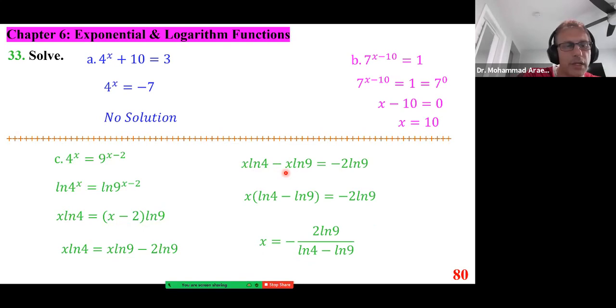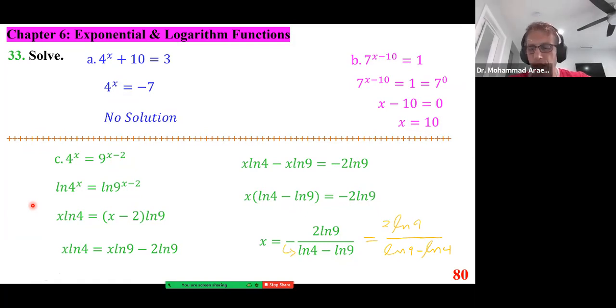Two things I want to explain. Number one, depending upon how you did the move, take a look at this negative. This could be 2 ln 9 over ln 9 minus ln 4. I hope you see they are identical. And number two, this is the precise answer, which means what about the approximation? You can do the approximation by plugging it in.